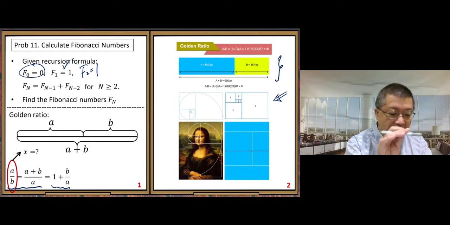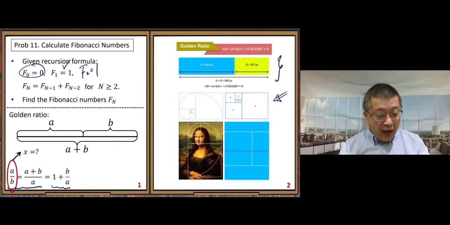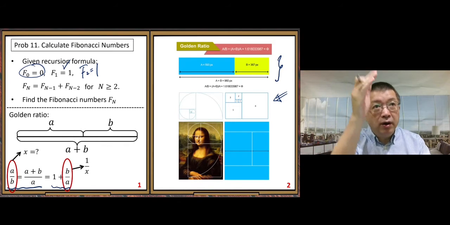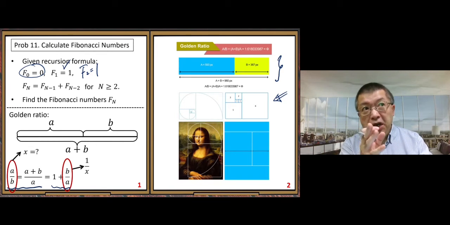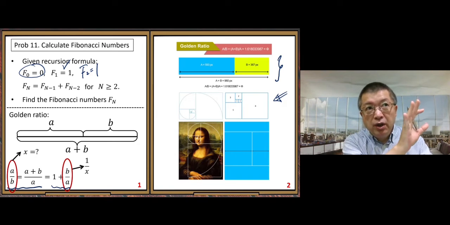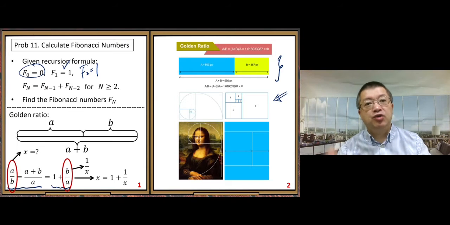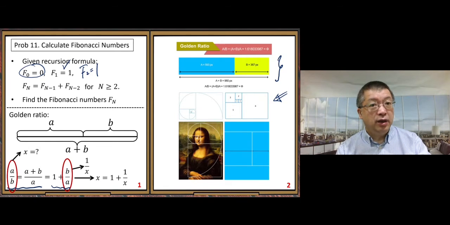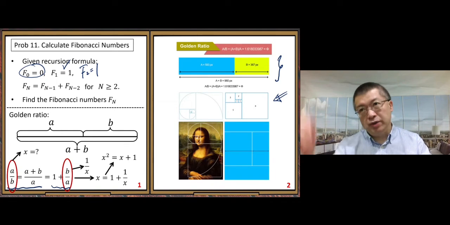We make the ratio X to be this A over B ratio. After that, on the right-hand side, B over A is just 1 over X, the reciprocal of X. So you can see our original equation, we can use one variable to represent it: X equals 1 plus 1 over X. Just one variable. Then after we do the simplification, X squared equals X plus 1.